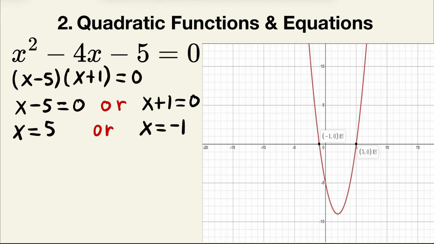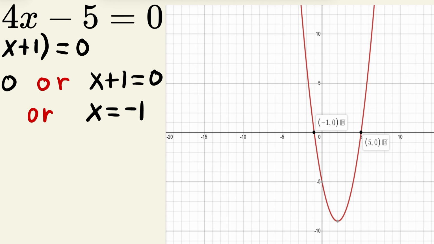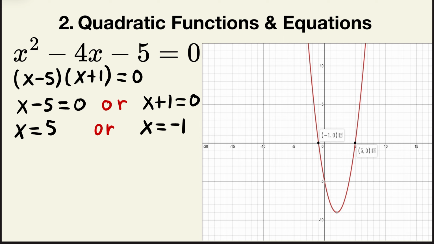And these solutions represent the x values where the graph of the quadratic crosses the x-axis. So let's take a look at this on the graph here. So we can see on the graph where x, let me mark that, where x is -1 and x is +5. So that matches our solutions.